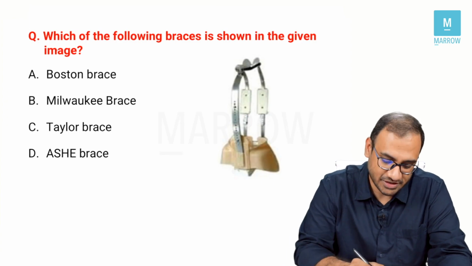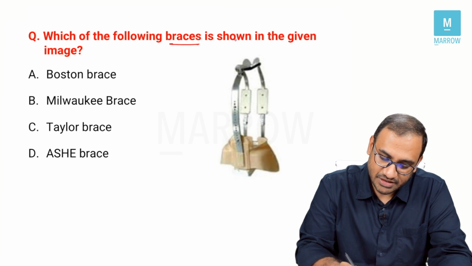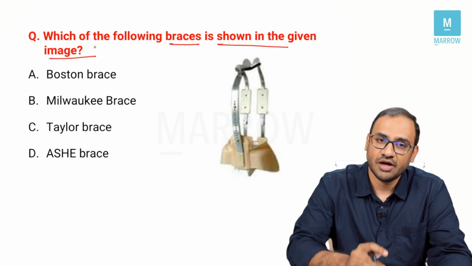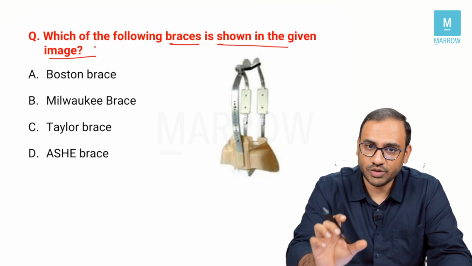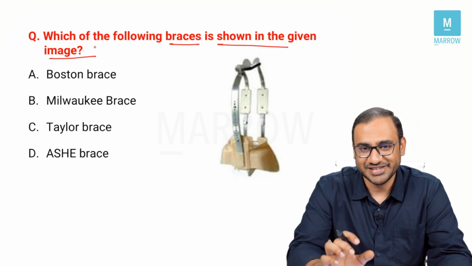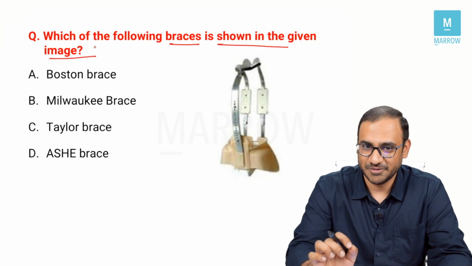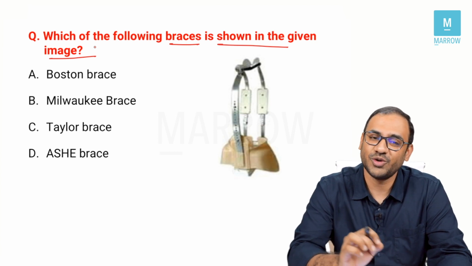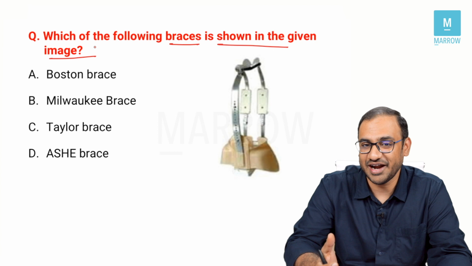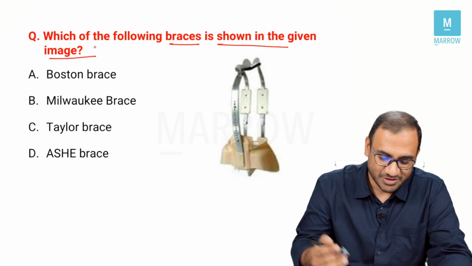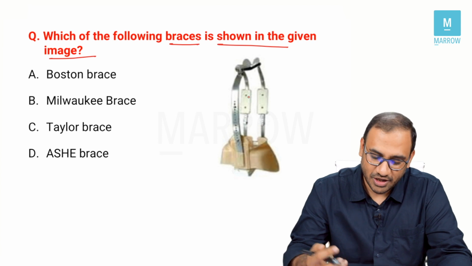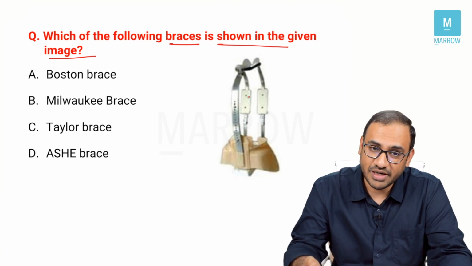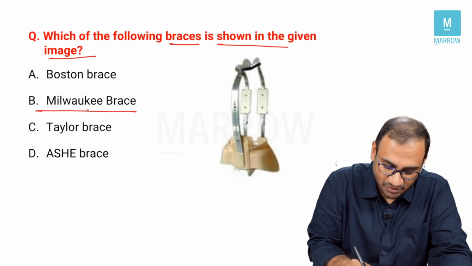The first question is, which of the following braces is shown in the given image? A question like this is a spotter question, where they are showing you the image. The problem with this is that it is a very simple question. You know the answer or you don't know the answer. There is no scope of understanding concepts or anything. So let's look at this. What do you know about this? If you have attended the spine module, you would know that this is a Milwaukee brace, right? This is a Milwaukee brace.